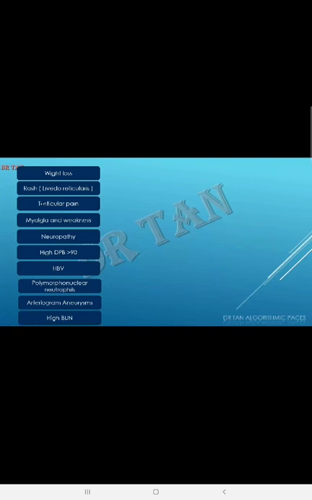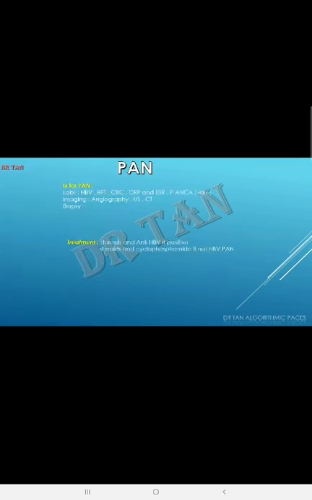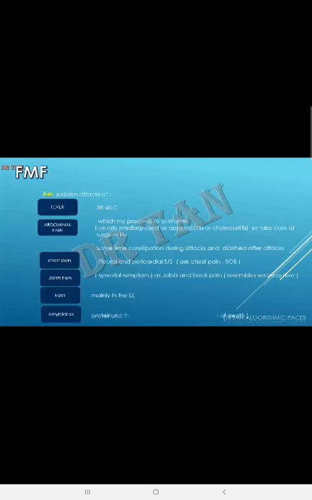So here you see this slide: weight loss, rash, testicular pain, myalgia, neuropathy, high blood pressure, hepatitis B, the arteriogram, aneurysm, and high urea. So these are the investigations and these are the treatment. I will send you this slide, don't worry. So this was for the PAN, for the abdominal pain, because we finished the abdominal pain last time.